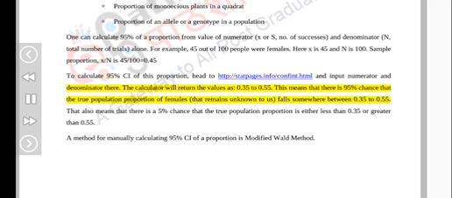This means that there is 95% chance that the true population proportion of females that remains unknown to us falls somewhere between 0.35 to 0.55. That also means that there is a 5% chance that the true population proportion is either less than 0.35 or greater than 0.55. A method for manually calculating 95% CI of a proportion is modified Wald method.